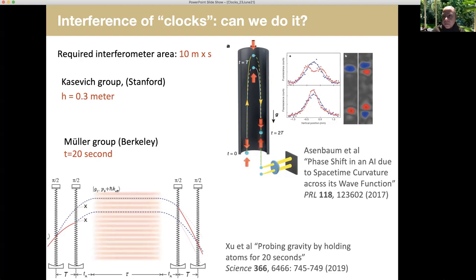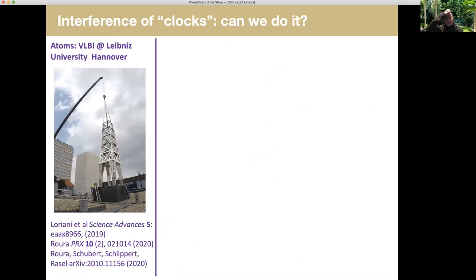That's not impossible. In fact, there are thoughts in that direction, and quite some effort is going into realizing such a thought experiment as I presented, typically with an atom whose superposition of internal electronic levels one would use to encode this timekeeping. At Leibniz University Hanover, they are building a long baseline interferometer, where one of the main goals will be to realize this type of experiment.